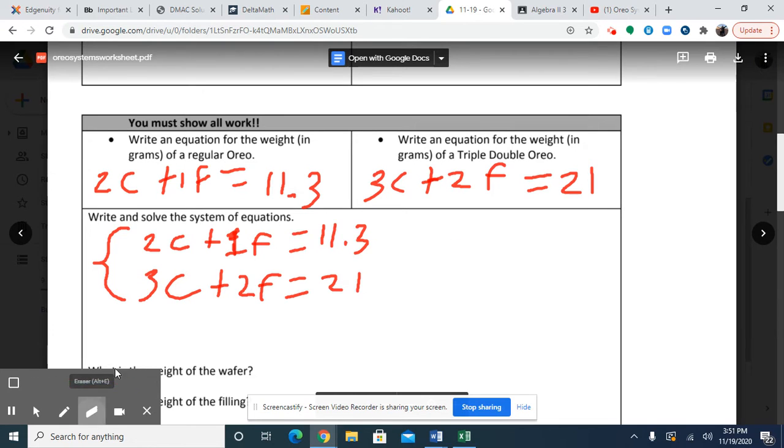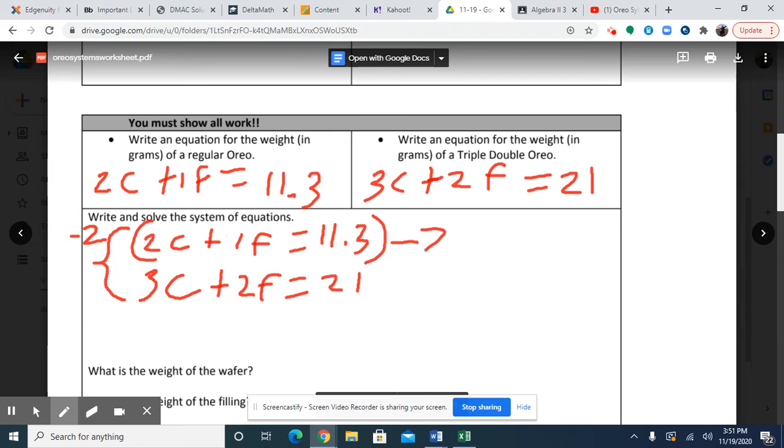Now we want to cancel out one of the variables so that we can solve this. And the easiest one to do would be to cancel out F. We're going to do that by multiplying this whole thing on the top by -2. So -2 times 2C, that's -4C. Then -2 times 1F would be -2F. And then 11.3 times -2 is -22.6. And the bottom is going to stay the same.